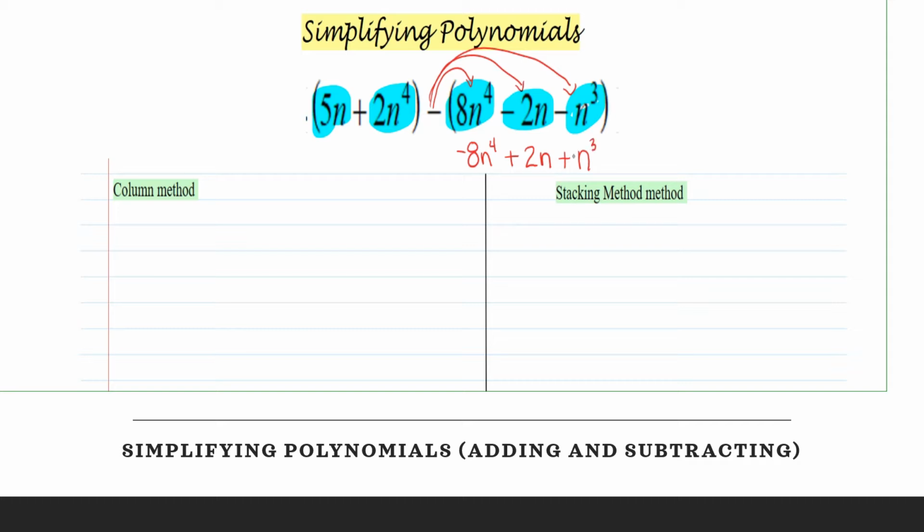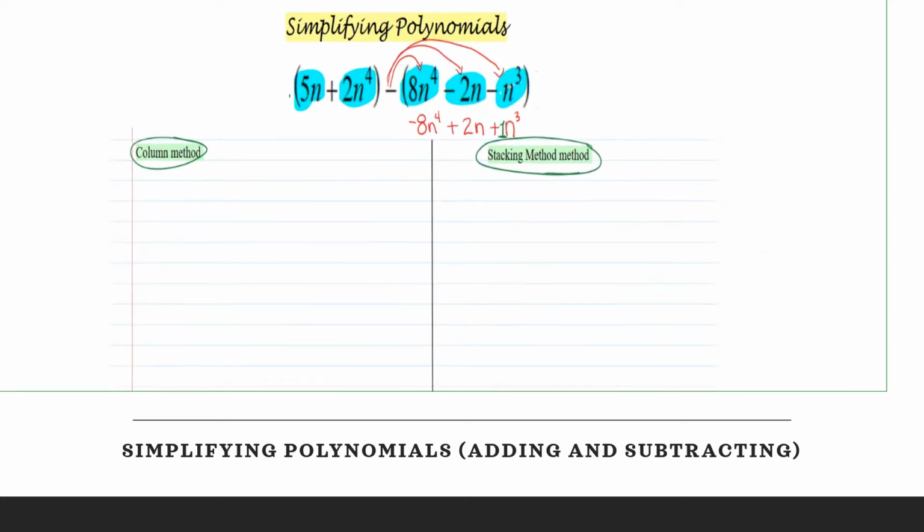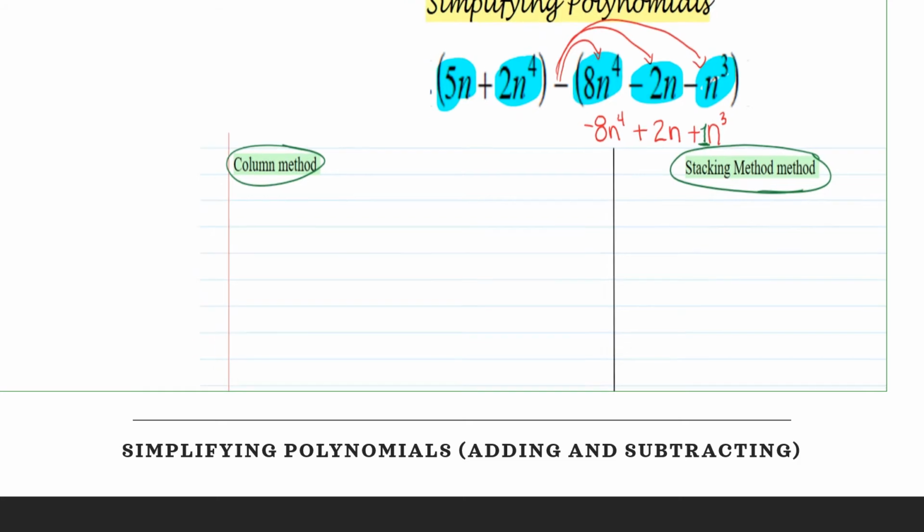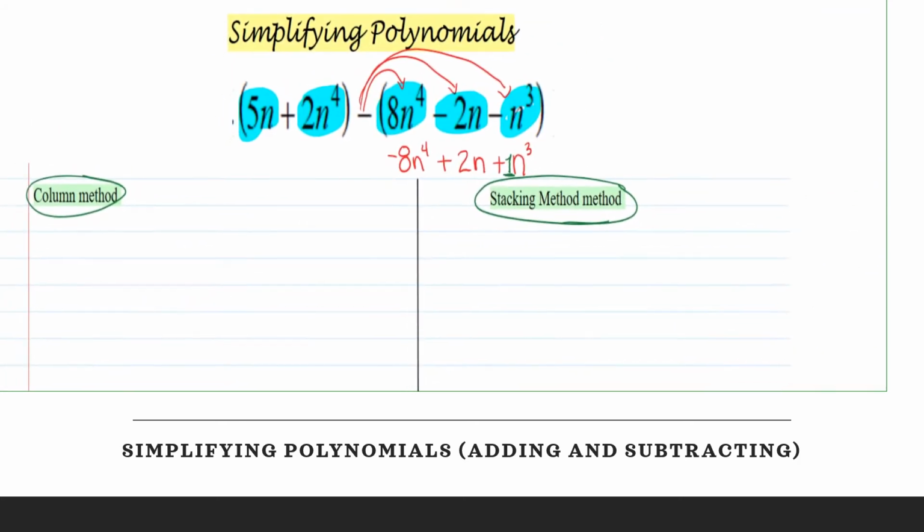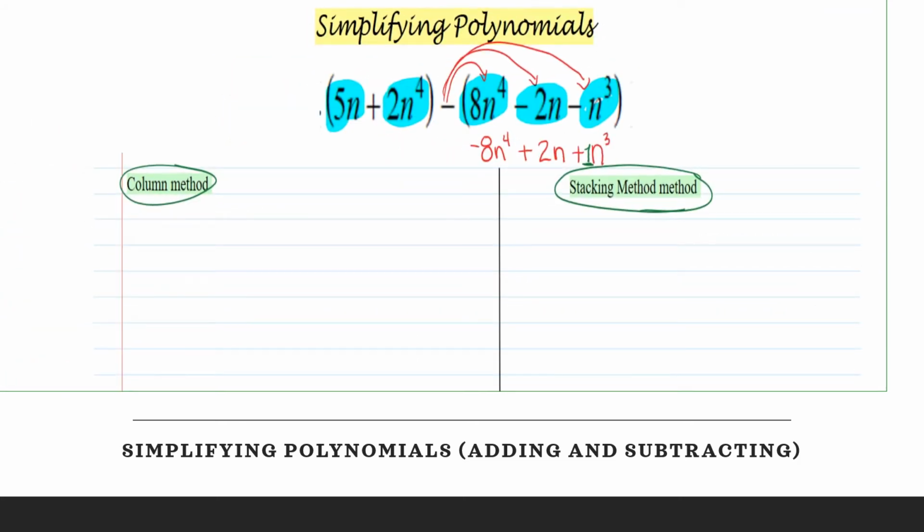Since we're multiplying by -1, it turns everything inside the second parentheses, or after that minus sign, to the opposite. And we're going to be using two different methods, the column method and the stacking method. We'll start with the column one, and it's called that because that's exactly what we're going to be doing. We're going to be doing columns.